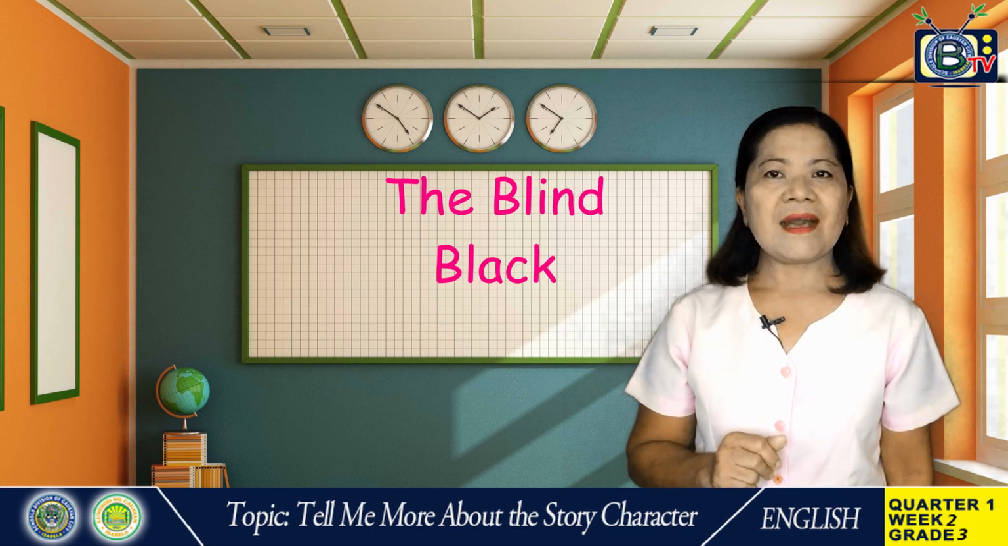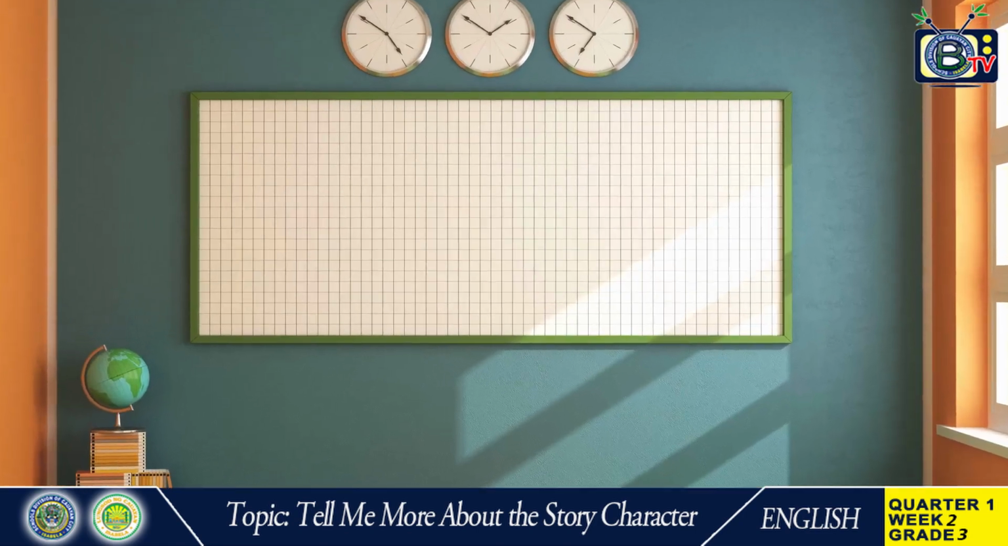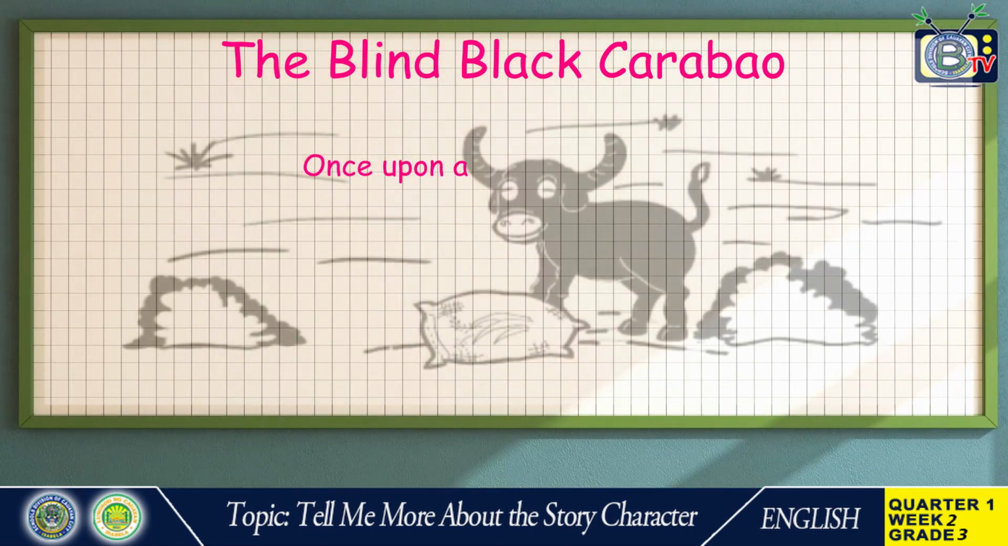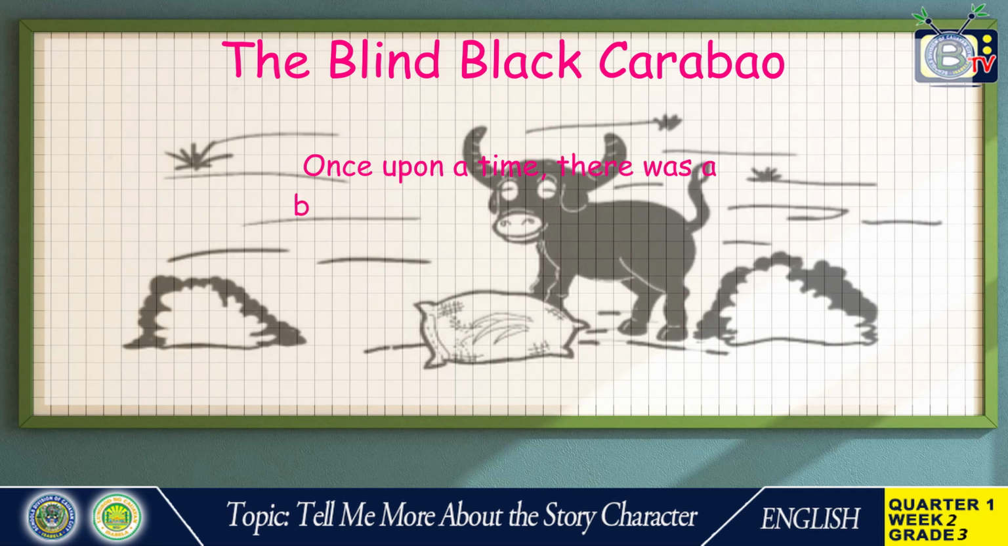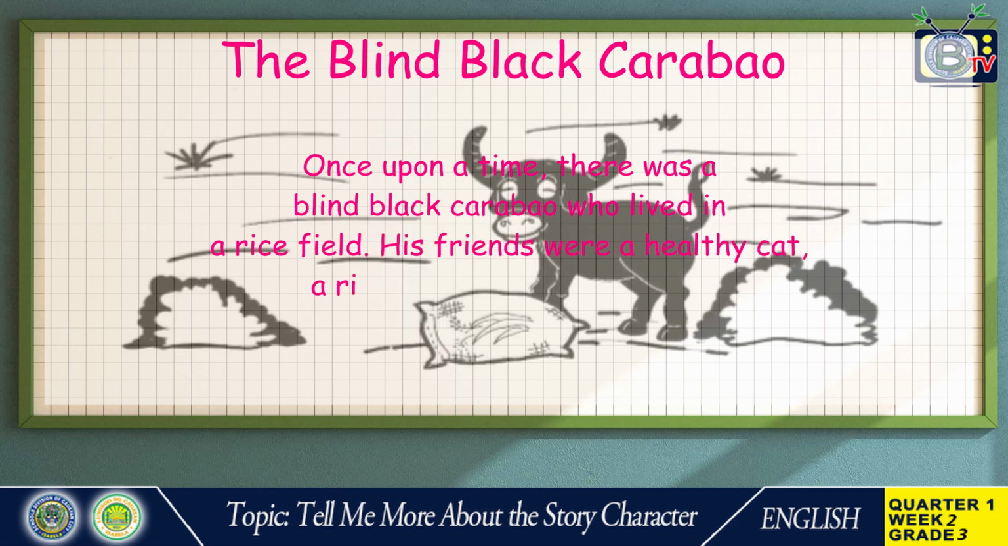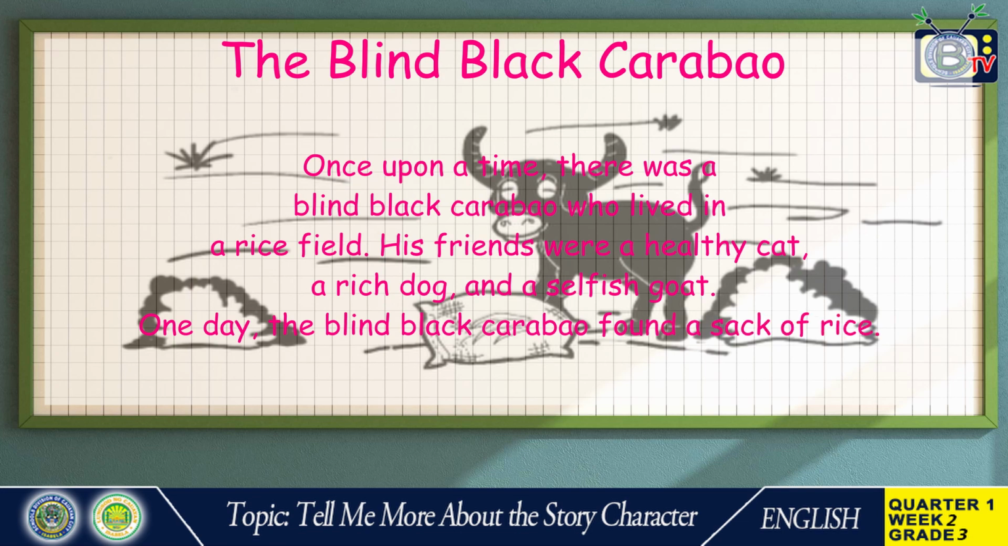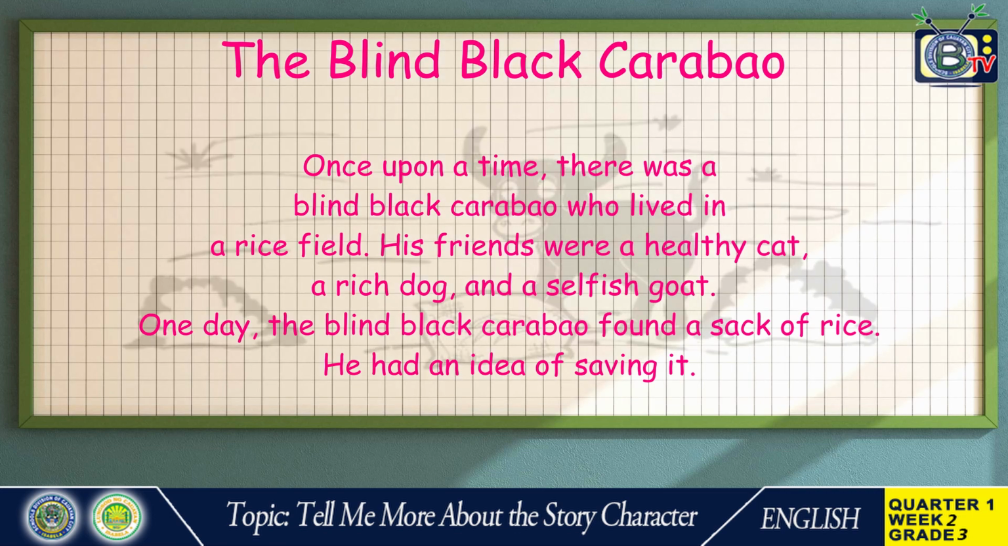Here is the story. The Blind Black Carabao. Once upon a time, there was a blind black carabao who lived in a rice field. His friends were a healthy cat, a rich dog, and a selfish goat. One day, the blind black carabao found a sack of rice. He had an idea of saving it.